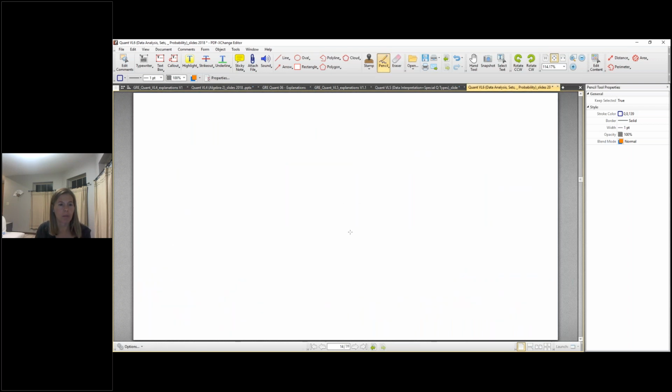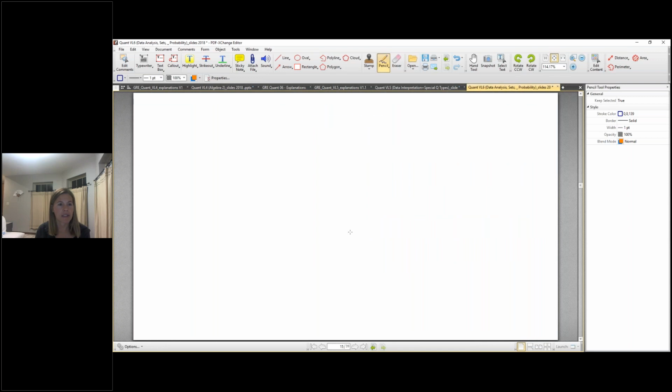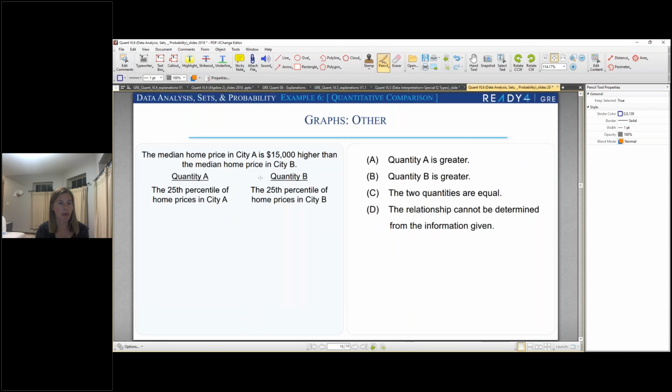All right, cool. So let us take a look. I'm trying to see. Let's do this problem here. So here we've got the median home price in City A is $15,000 higher than the median home price in City B. Quantitative comparison.